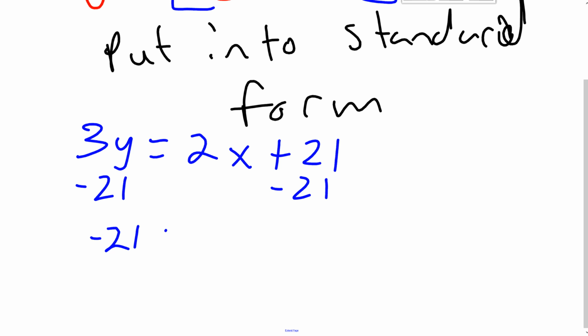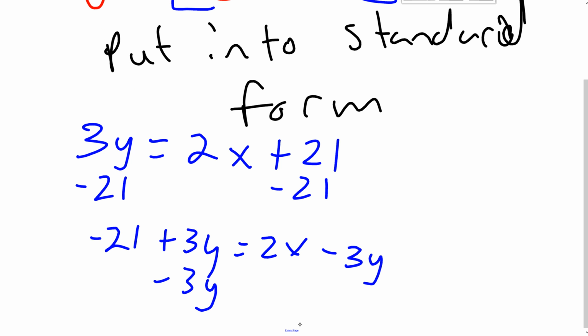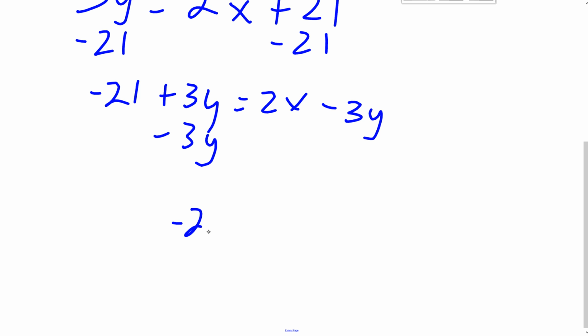So minus 21 plus 3y equals 2x. And then I can just subtract 3y. It's okay that the y's are negative. So negative 21 equals 2x. My x's have to be positive and no fractions, so we're good. So there, it's in standard form.